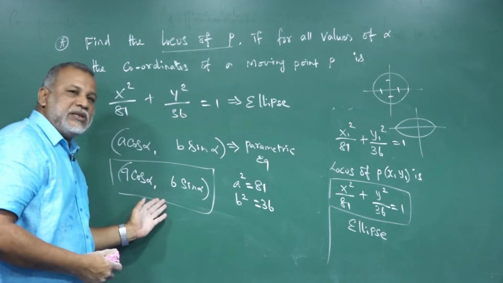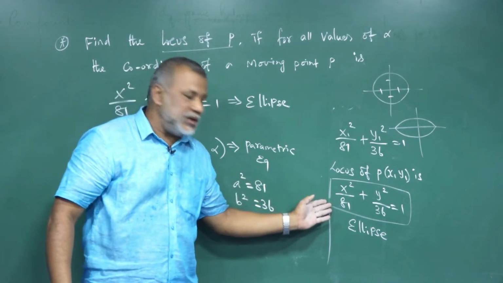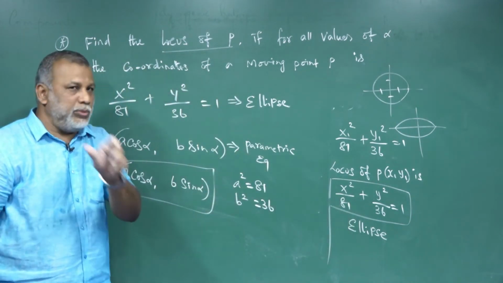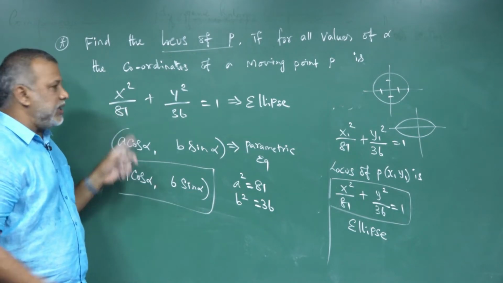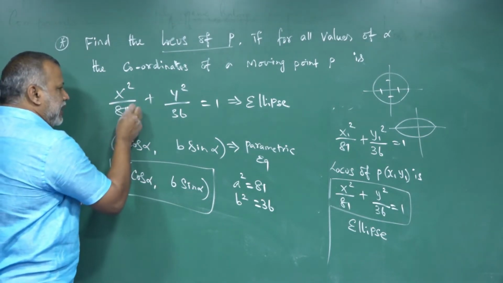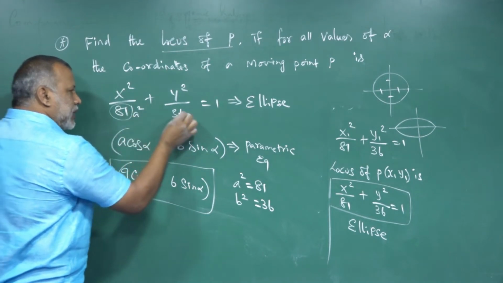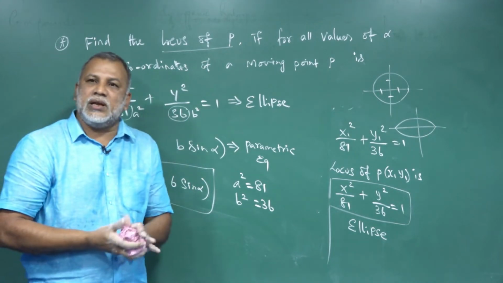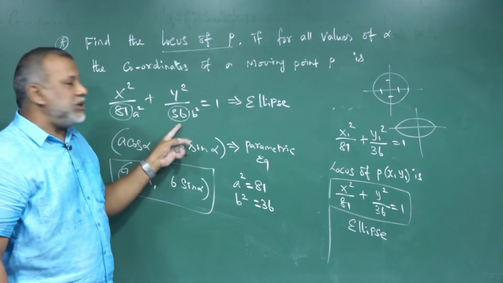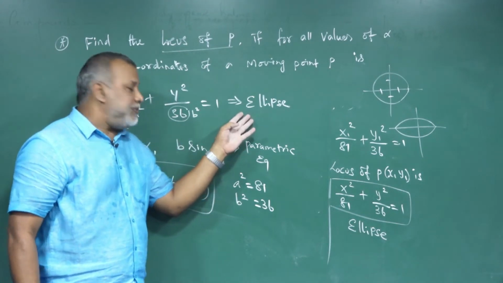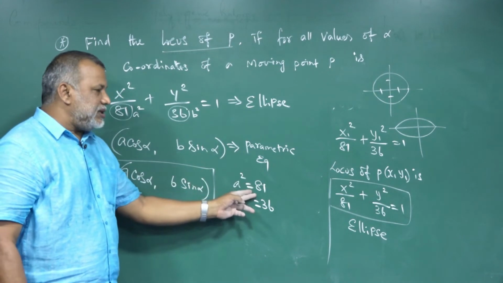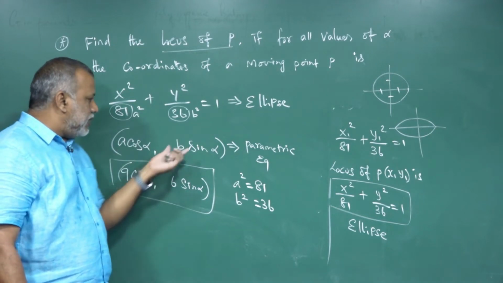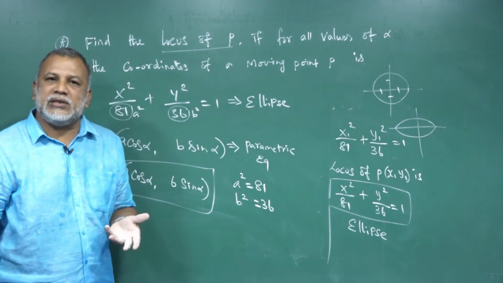If the parametric formation is given, we can get the Cartesian formation. If the Cartesian formation is given, we can derive the parametric. So you have to learn both concepts. X squared by a squared is the general equation. Instead of this 81, we can say a squared, and instead of this 36, we get b squared. X squared by a squared plus y squared by b squared is equal to 1 is the standard equation of an ellipse. Here a squared is equal to 81, from this we get 9. B squared is equal to 36, from this we get 6. Therefore 9 cos alpha, 6 sin alpha is the parametric equation of the ellipse.